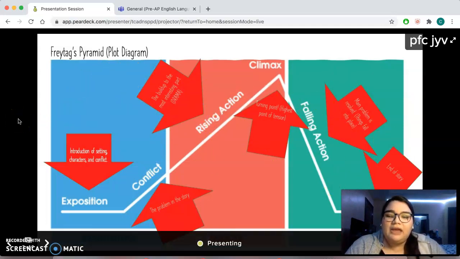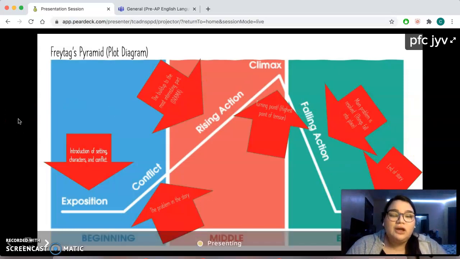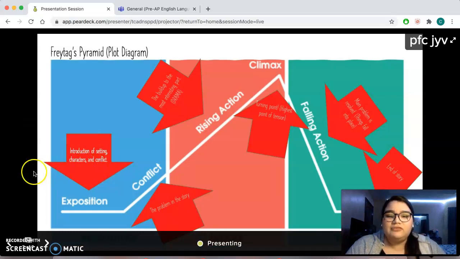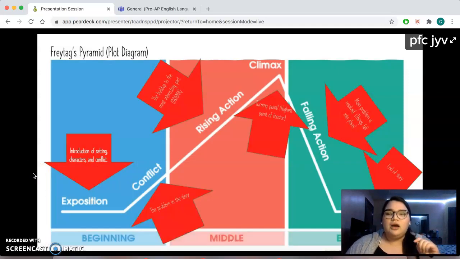So as we remember, exposition is exposing us, right? It's giving us the introduction of the setting, character, and conflict. Usually during this part is when they're telling us who is the main character, who are the supporting characters, who are the secondary characters. It usually starts introducing what is the conflict, which is the problem in the story. It starts introducing who the antagonist is. If we don't remember what antagonist is, that is the person who is going to create the conflict and is against the main character, right?